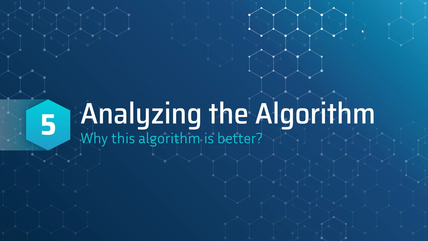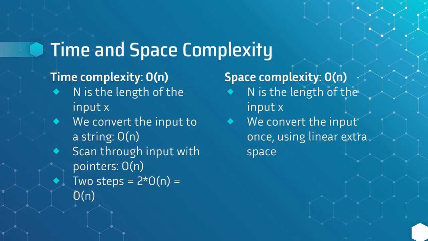Now we're going to be analyzing the algorithm. Why is this algorithm better than the reverse and compare one I mentioned at the start of the video? Okay, so first we'll do a time and space complexity analysis. The time complexity of this algorithm is O of n, where n is the length of the input x. We converted the input to a string, that's an O(n) operation. We scanned through the input with 2 pointers, that's another O(n) operation. 2 steps equals 2 times O(n), which equals O(n).